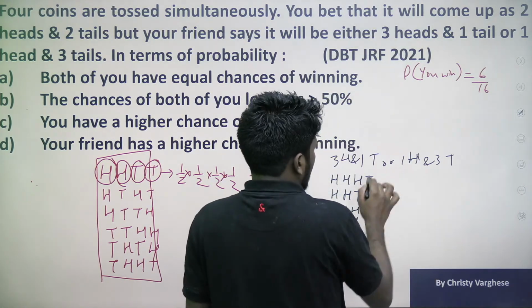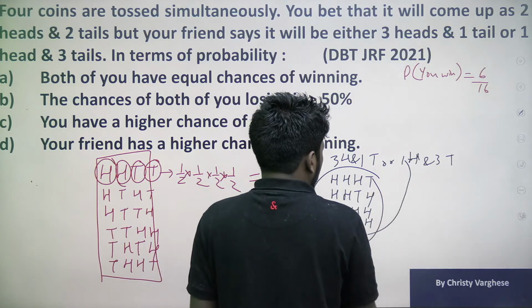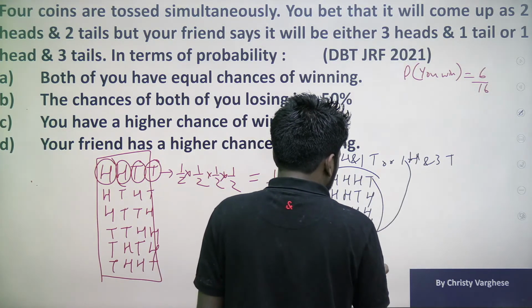Similarly, 1 head, 3 tails. This is for 3 heads, 1 tail. 1 head, 3 tails also. Head, tail, tail, tail.